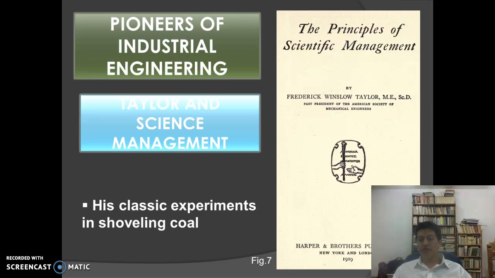Pioneers of industrial engineering, Taylor and scientific management. Their experiments in coal excavation, in addition to standards and methods to accomplish these tasks, also led to the creation of departments to instruct employees in standard processes. The objective of these departments was to organize and plan production and to reward workers who would exceed standard products.